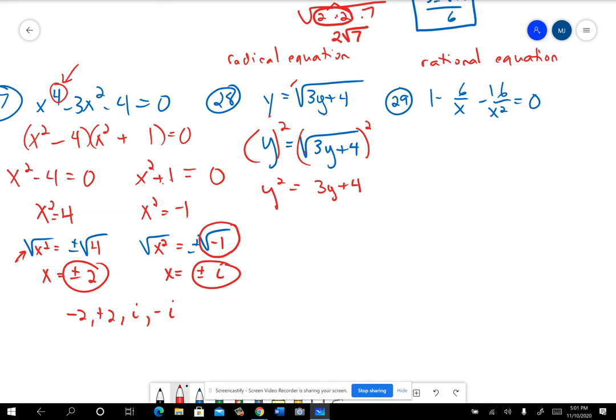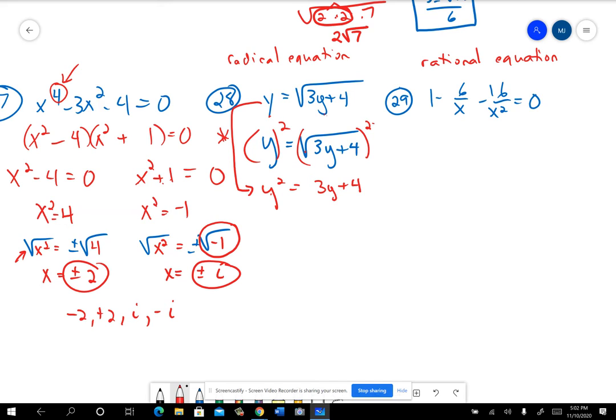Right now, there's a bit of a danger here that you need to be aware of. The original problem and this right here aren't really equivalent. They don't necessarily have the same answers. When you square both sides, you've got to make a mental note to check your work, because you might introduce things that work on y squared equals 3y plus 4, but they don't work in the original. There's nothing wrong with your process. That's just part of the process. So you must check, okay? That's what that little asterisk means.